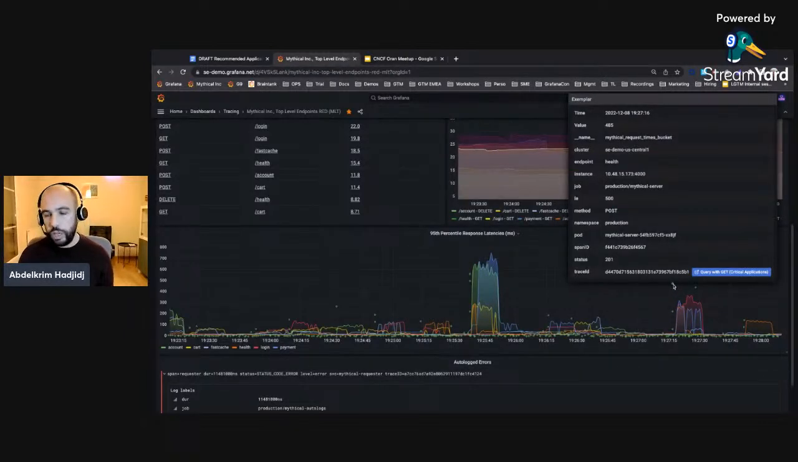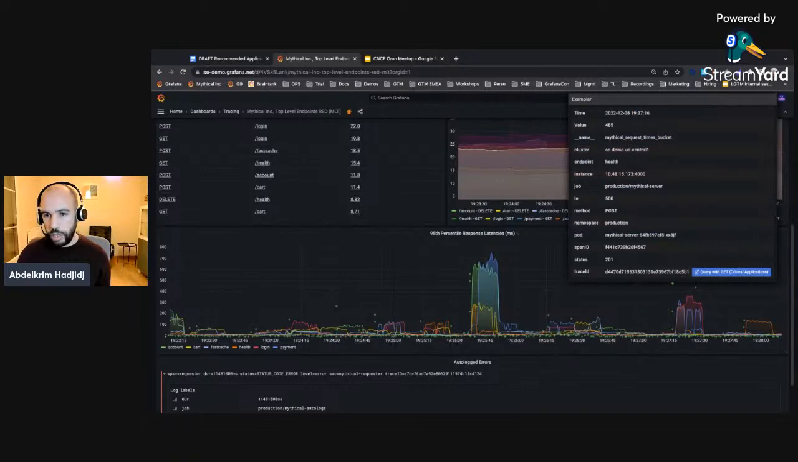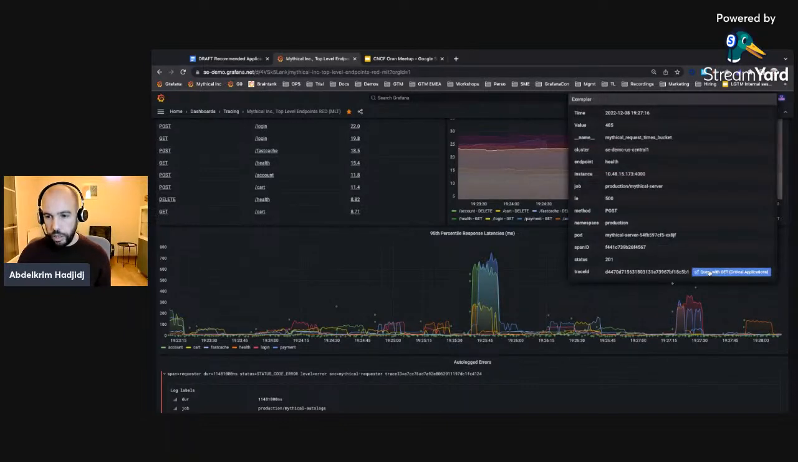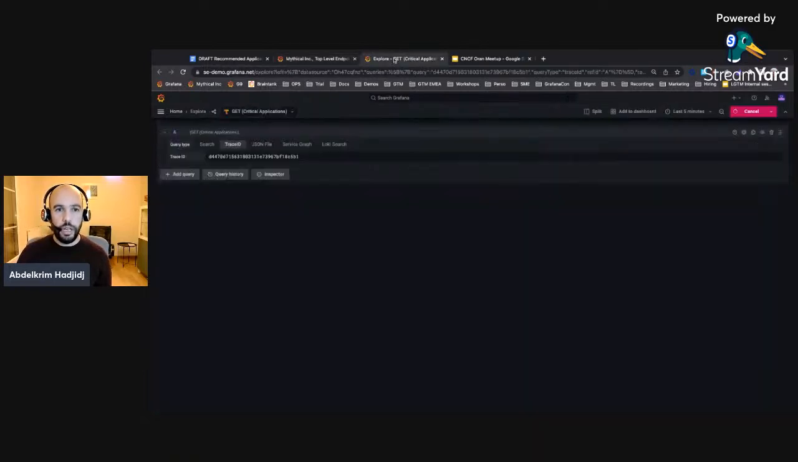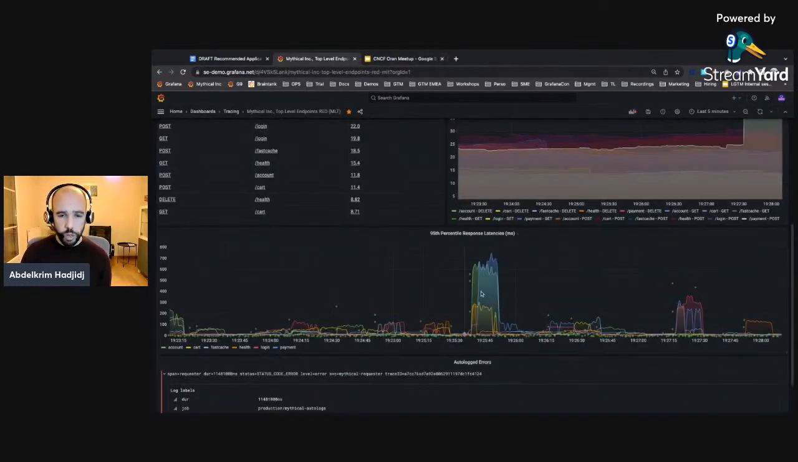These are what we call exemplars. It's taking a particular transaction that has a problem and it shows it on the graph, so that you can click directly on the traces, and you can have the transaction and see which part of the code, which part of the microservices itself took a lot of time, so that you can focus on that and solve it. So that's one of the workflows.